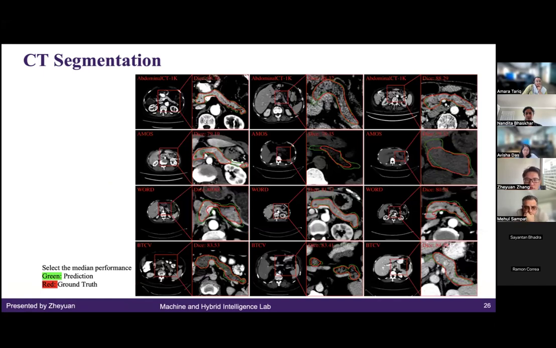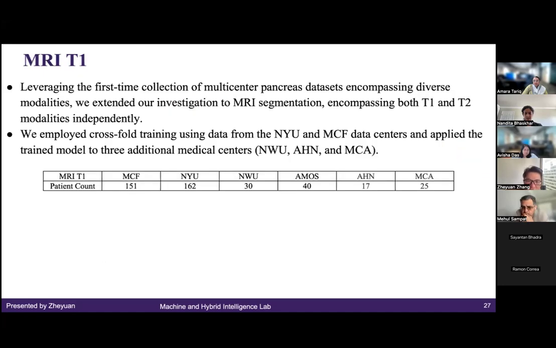But overall, the performance on the CT dataset is relatively accurate, and the dice coefficient is around 80. So it can be useful for many clinical studies. And then we move to the central part of this study, leveraging this first-time collected multi-center pancreas data, and we conduct segmentation models on this.